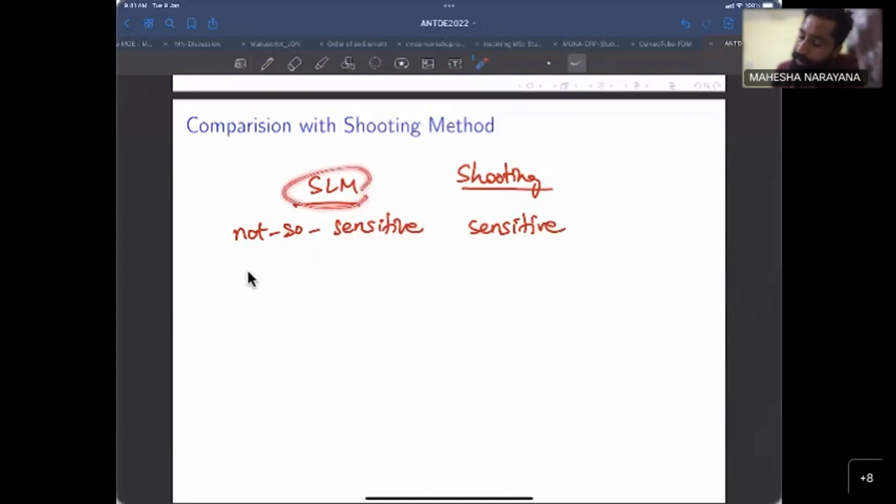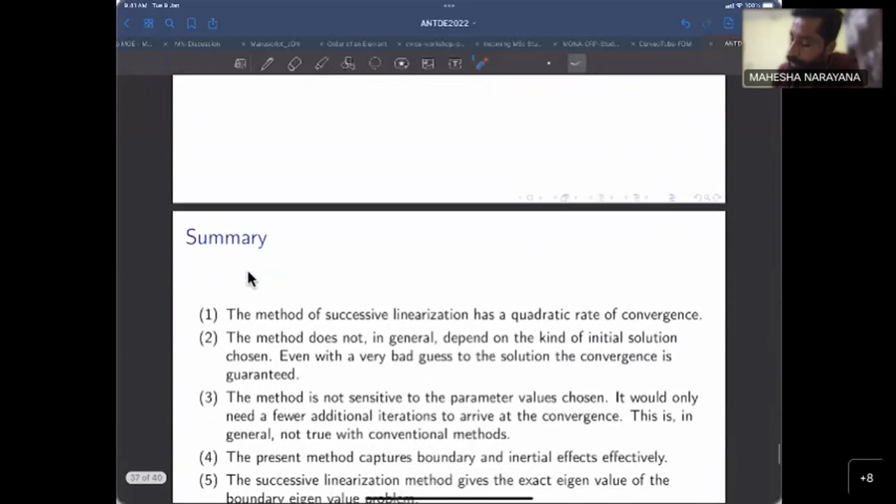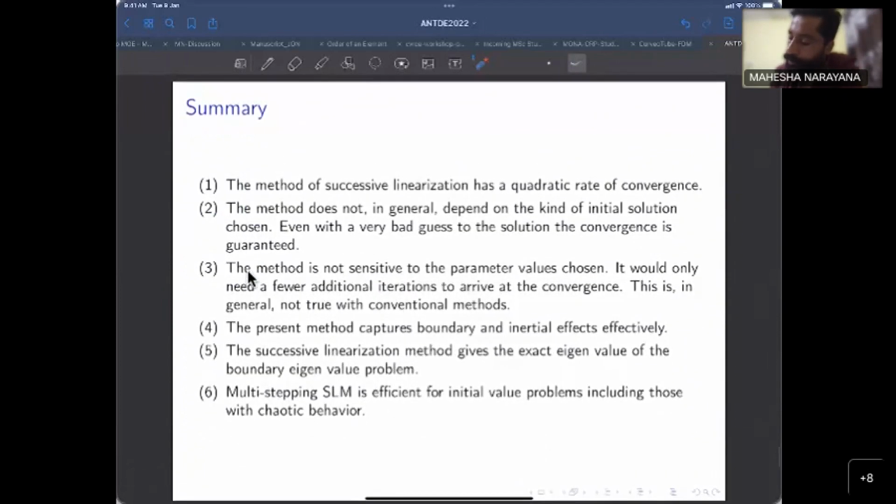So with this I'll just list some summary of what we have seen. The successive linearization method has quadratic convergence, and it does not depend so much on the type of initial solution that you have. Even with bad guesses, it gives you a guaranteed solution. And it's not sensitive to parameter values also. It captures boundary and initial effects effectively. So that is another thing I should have mentioned here.